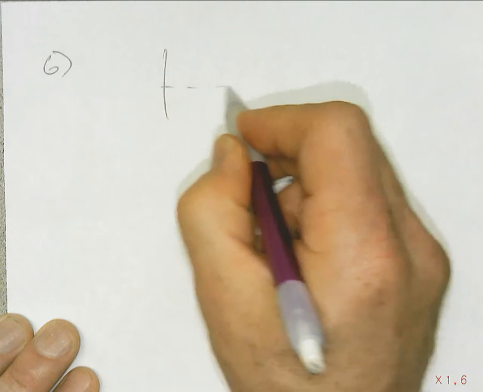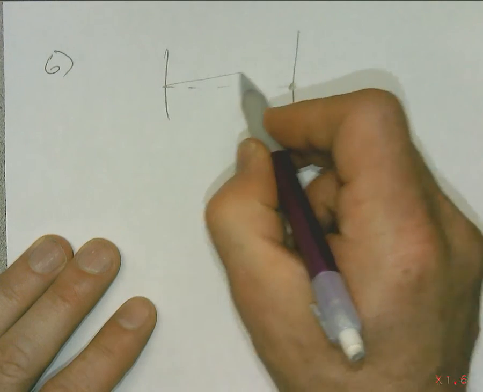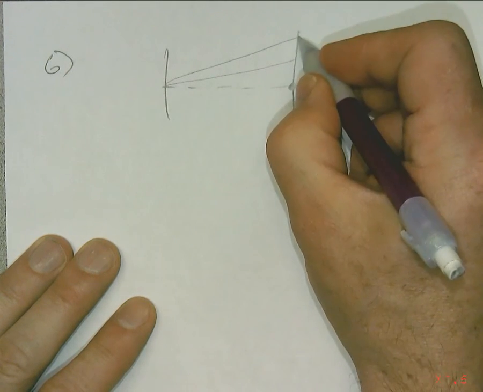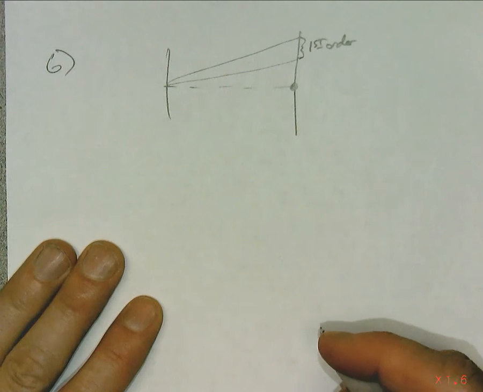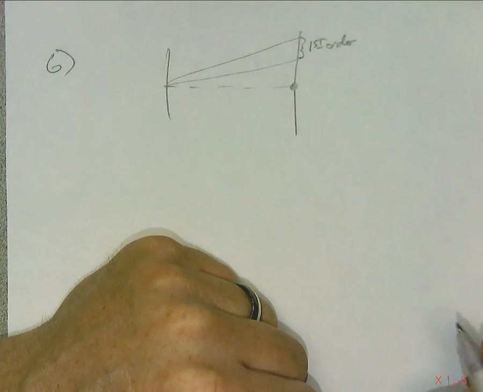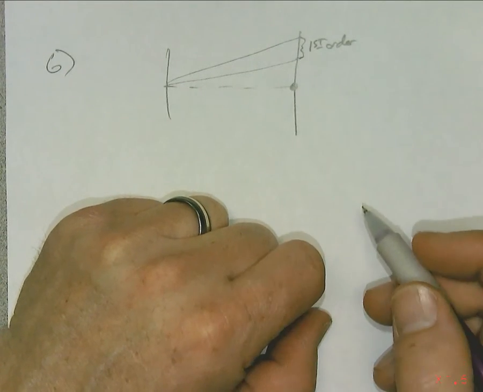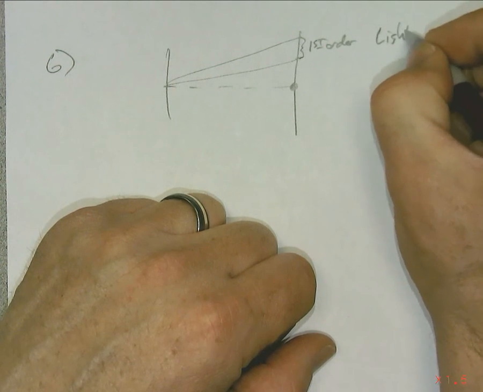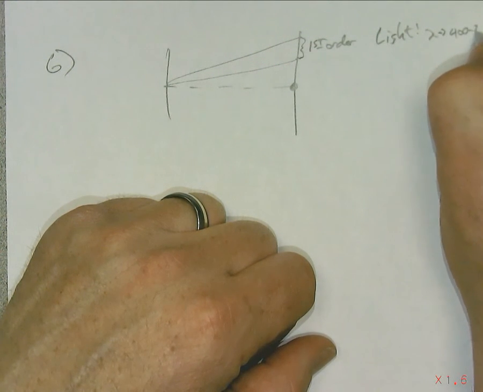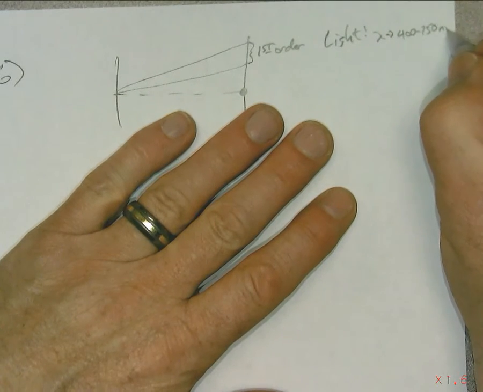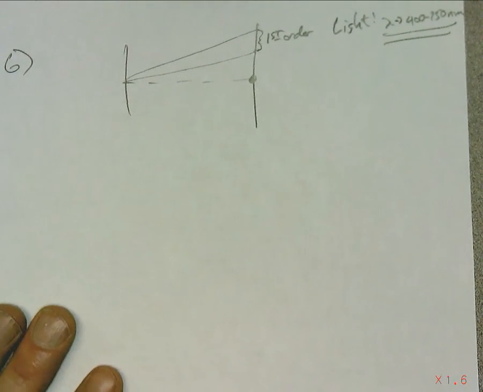Okay, so there's a screen, there's a large central white spot there. Then there's some angle, some range of angles through which we have the first order of the visible light spectrum. So, it's a range here. Lambda goes from 400 to 750 nanometers. And so keep that in mind as we figure out what we need to do here.